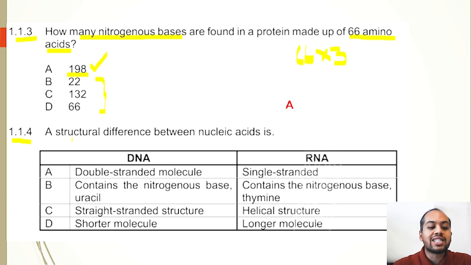1.1.4, a structural difference between nucleic acids is: DNA is a double-stranded molecule. Yes, it is. RNA is single-stranded. Yes, that's correct. DNA contains the nitrogenous base uracil. No. RNA contains the nitrogenous base thymine. No, it does not. DNA is a straight-stranded structure. No. RNA is a helical structure. No. DNA is a shorter molecule and RNA is a longer molecule. No. Therefore, the correct option is A.